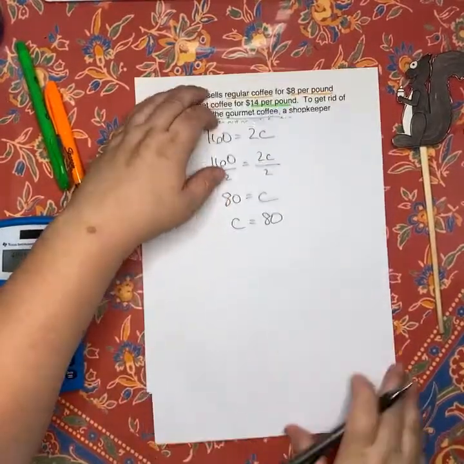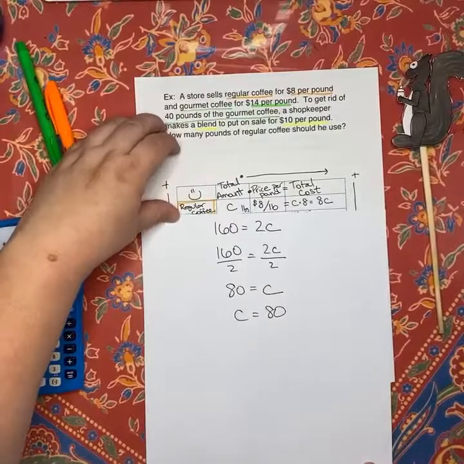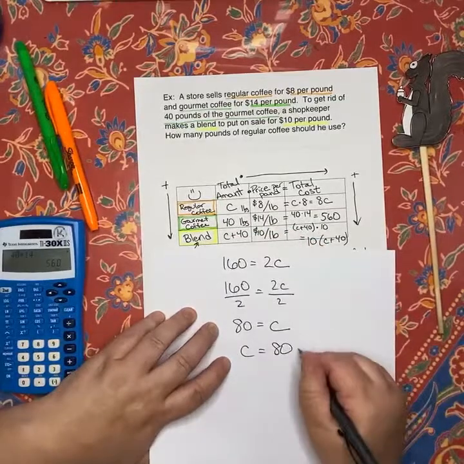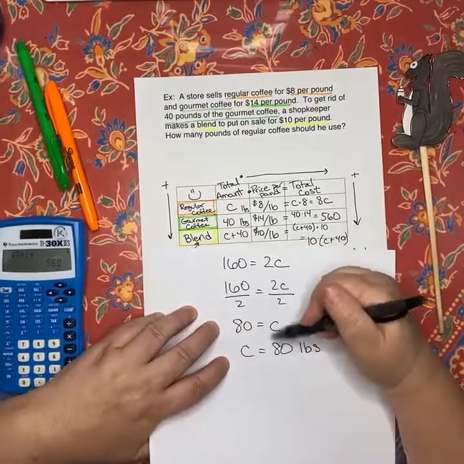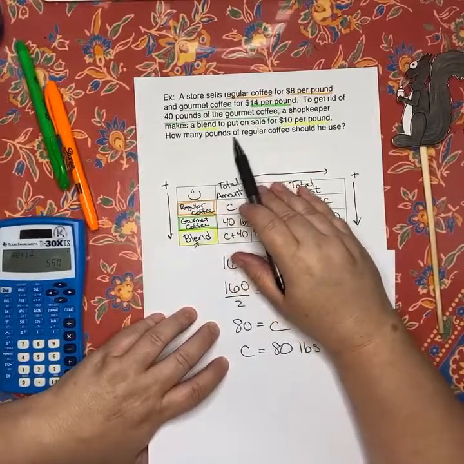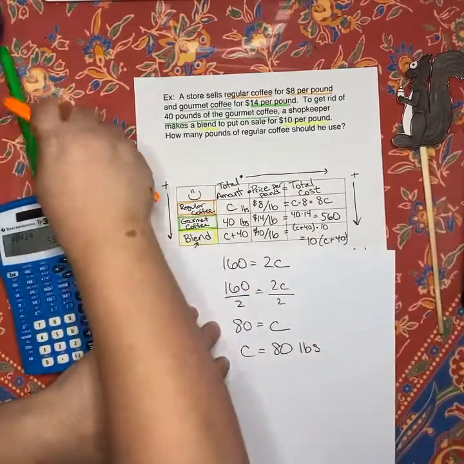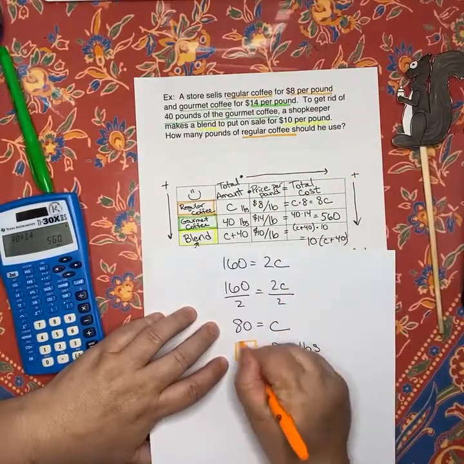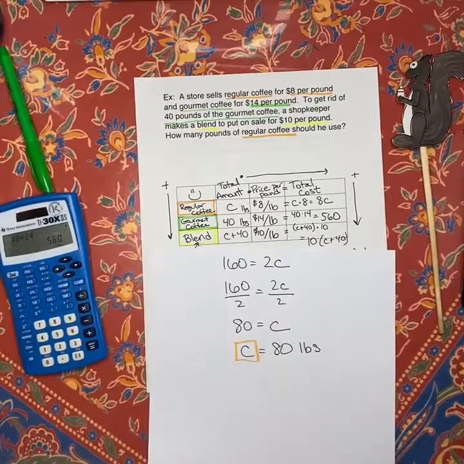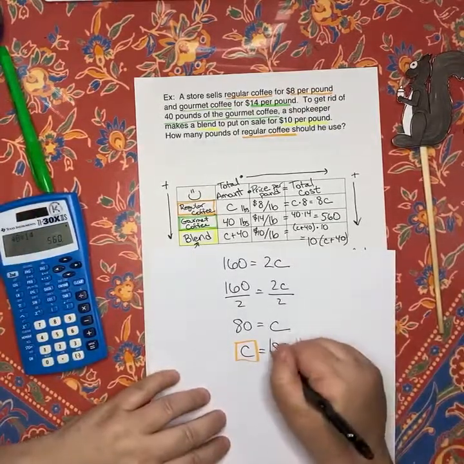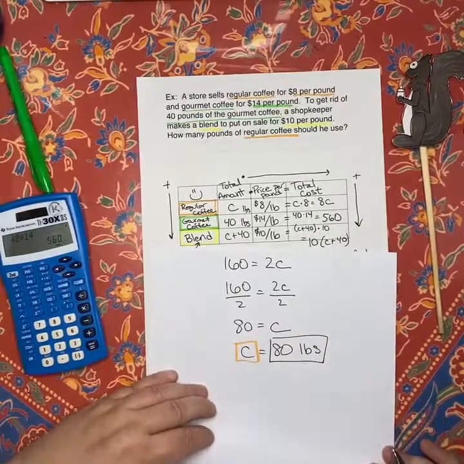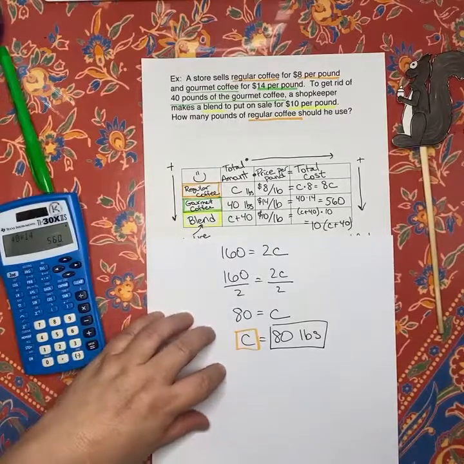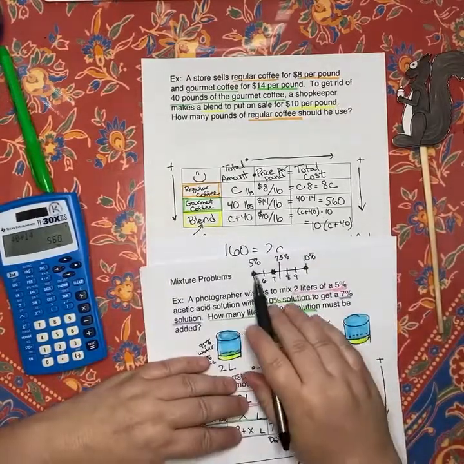So let's look at what c was to begin with. I remember I picked c for coffee, so it tells me something about coffee. It's the total amount in pounds of the regular coffee. So I write pounds. Let me double check, is that what I was looking for? How many pounds of regular coffee? And the answer is yeah. I'm looking for the regular coffee, and that is this amount. So that's what I wanted. The C is my 80 pounds. Woohoo!